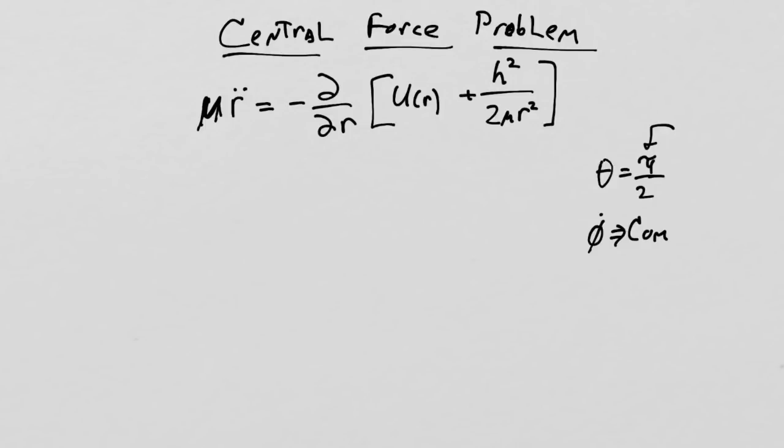And then more importantly, we learned that for all central force problems, you end up with a potential term, which is the angular momentum squared, which was a constant of the motion, over 2 times the reduced mass times r squared. And this appears in all central force problems, and it can be considered its own piece of the potential.